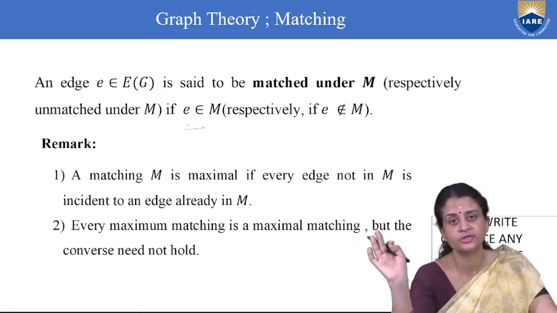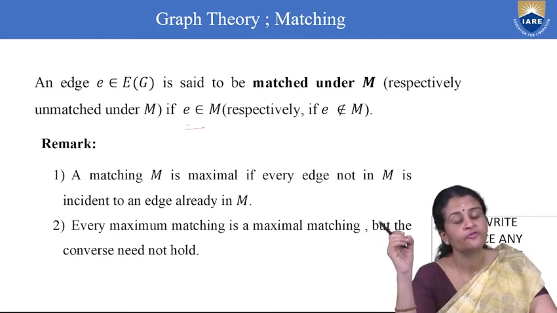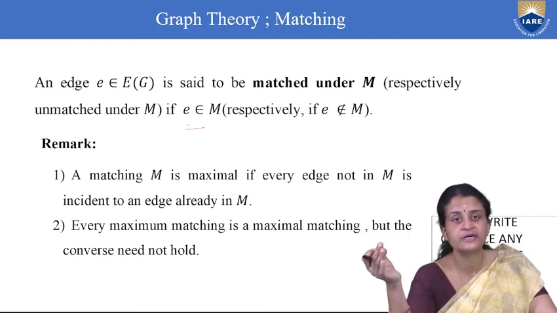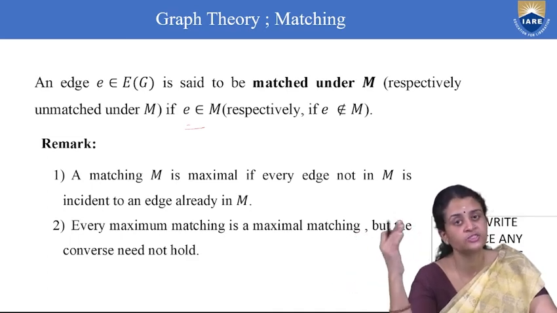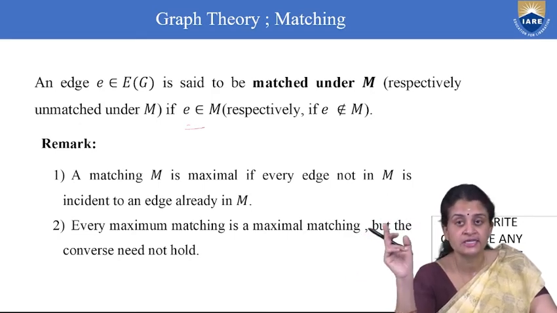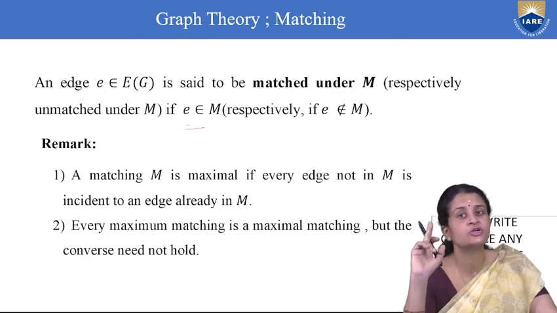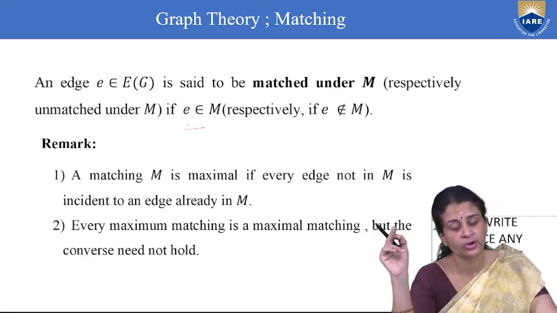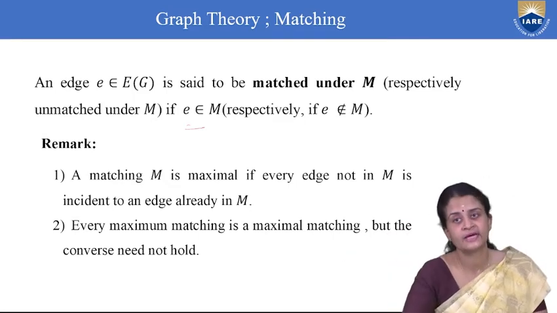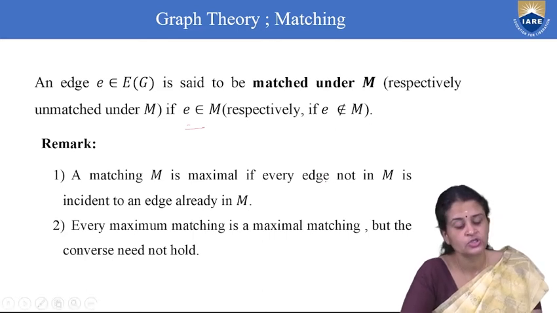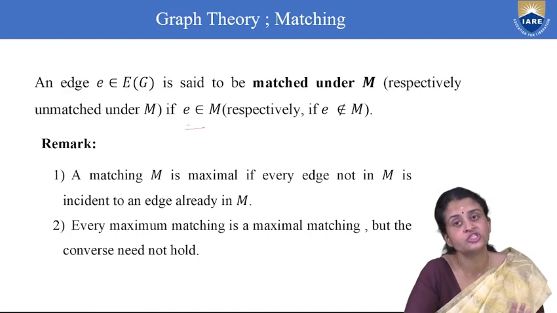So that a subset of edges remain matched. A matching is said to be maximal if those edges in G which are not in M are incident to an edge in M. That is, we can say that a matching M is maximal if every edge not in M is incident to an edge already in M.